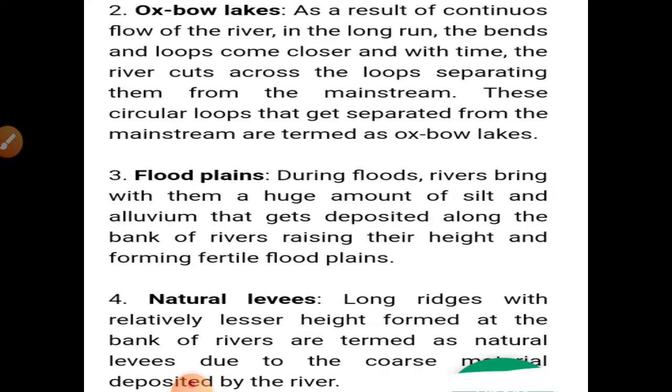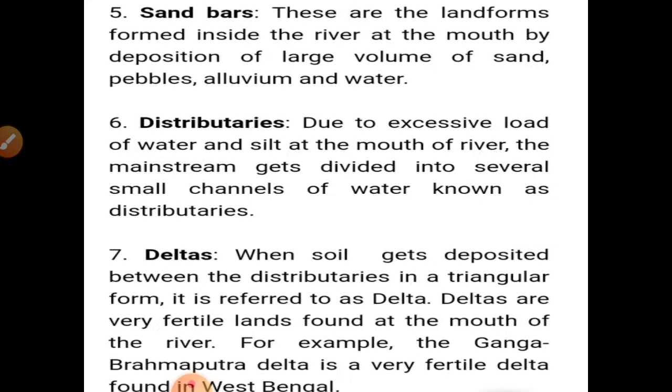Fourth one is natural levees. A long ridge of relatively lesser height formed at the bank of the river is termed as natural levee, due to the coarse material deposited by the river. Fifth one will be sandbars. These are the landforms formed inside the river at the mouth by deposition of a large volume of sand, pebbles, alluvium and water. Sixth one is distributaries. Due to the excessive load of water and silt at the mouth of the river, the main stream gets divided into several small channels of water known as distributaries.